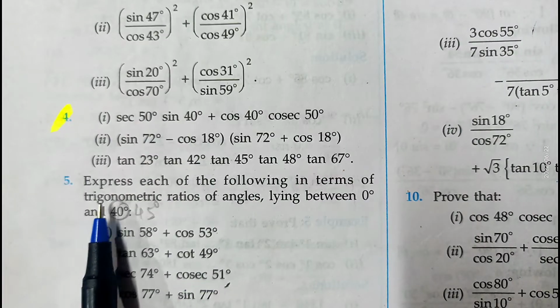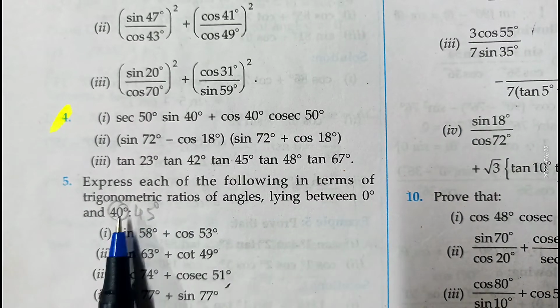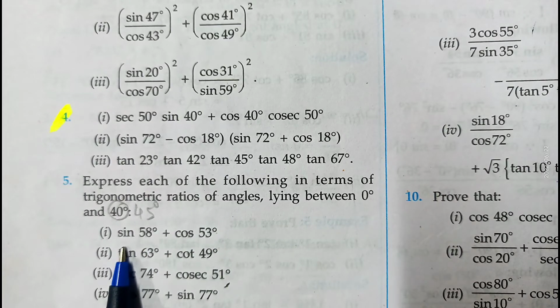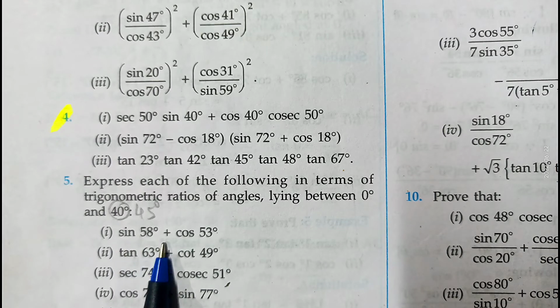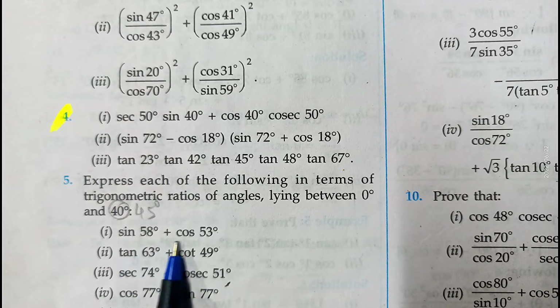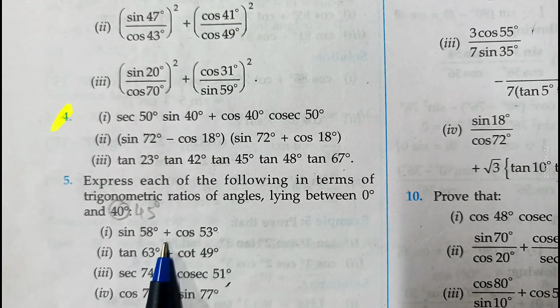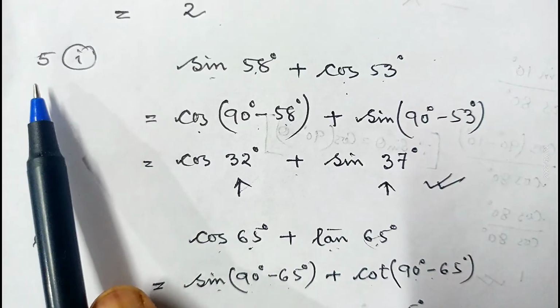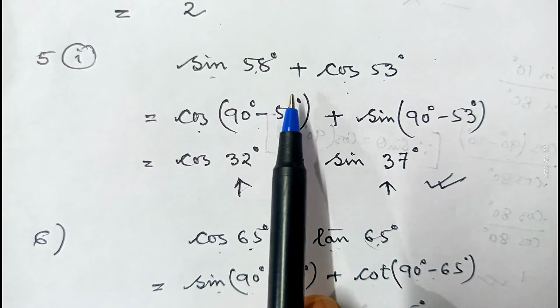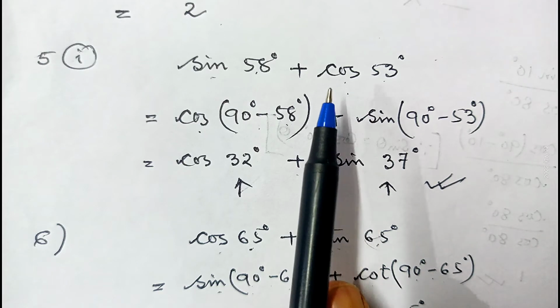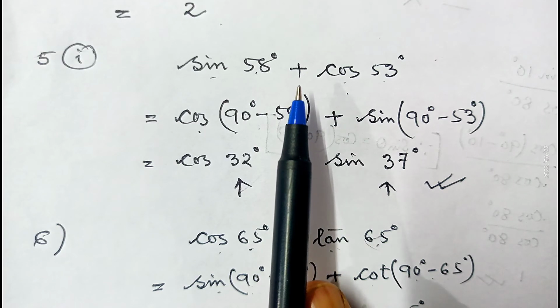Now question number 5. Express each of the following in terms of trigonometric ratios of angles lying between 0 to 45 degree. The first question is sine of 58 degree plus cos of 53 degree. In this question we have to express this trigonometric ratio in terms of angles lying between 0 to 45 degree. So we have to change this angle and this angle. We have to express this expression in terms of angles lying between 0 to 45 degree.